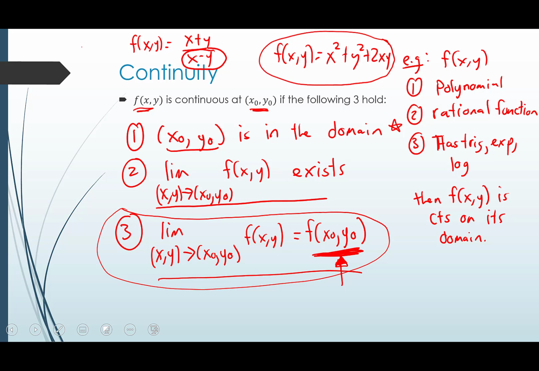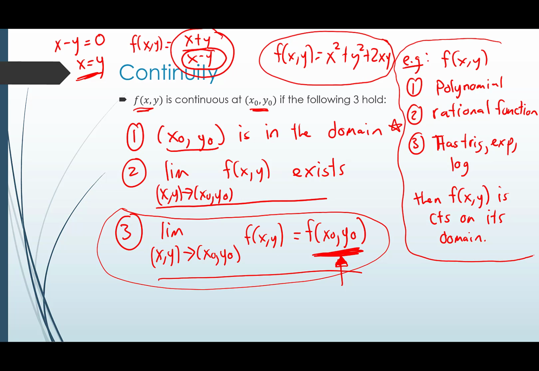Now note, when x minus y equals 0, that means x equals y. So this function would be continuous everywhere except when x equals y, because that's when we Thanos snap or blow up the universe. So a brief refresher on continuity: it requires 3 different conditions to hold. With classical functions like polynomials, rational functions, or things with trig, exponential, or logs, your function is usually continuous on its domain. If you're dealing with piecewise functions, you have to be a little more careful and really use your limit definitions.